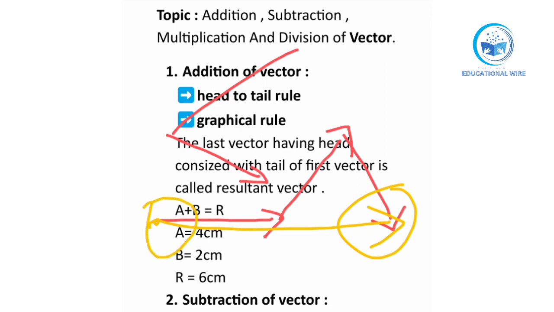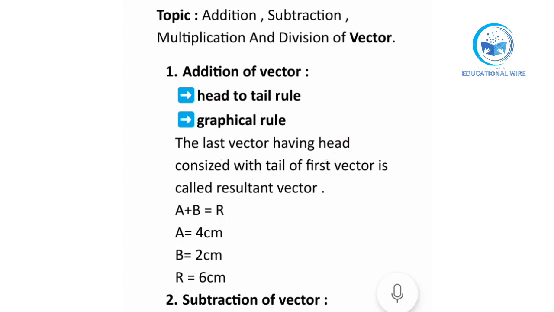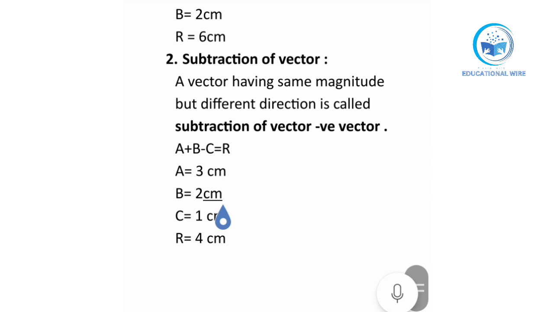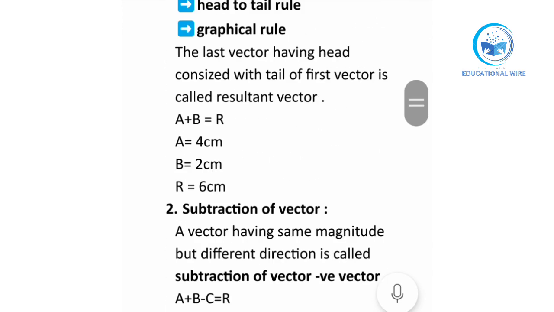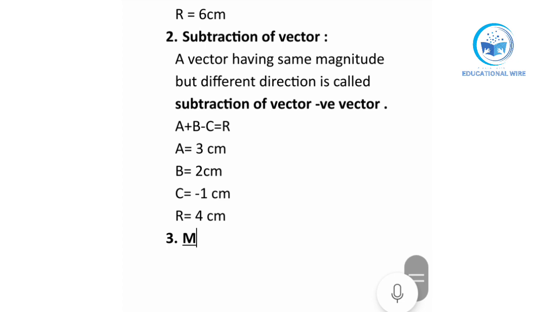So this vector is called a subtraction of vector. This vector is called the subtraction of vector, like we are having here -1, so 3 plus 2, so -1 remains the same, 4 centimeter. Now let's move further to the third point. Third point, we are having multiplication of vector.